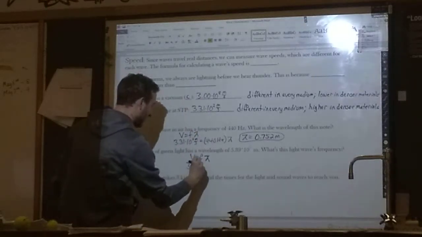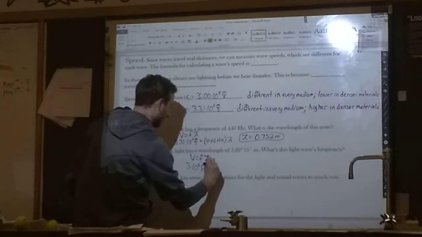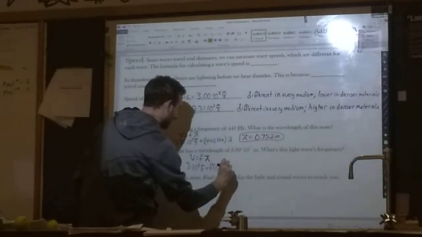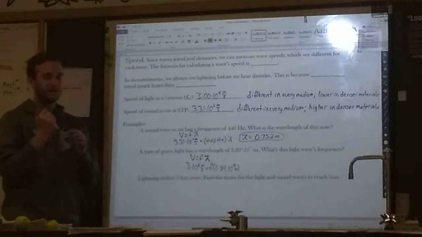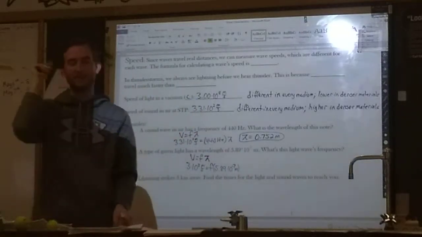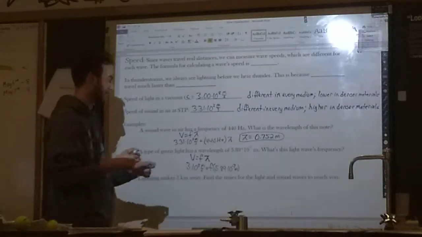3 times 10 to the 8th meters per second equals F times 5.89 times 10 to the negative 7th meters. By the way, 10 to the negative 7th meters, you can't even imagine how small that is, okay? This is a tiny, tiny, tiny wavelength.